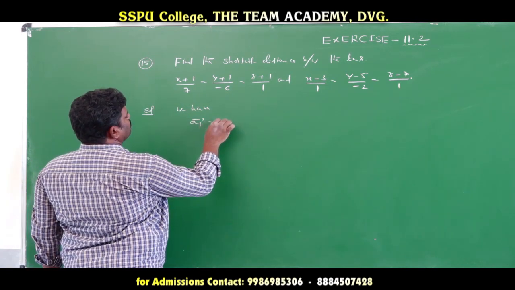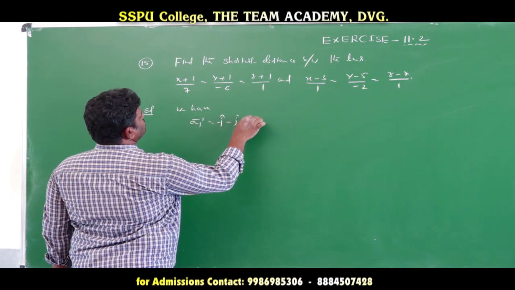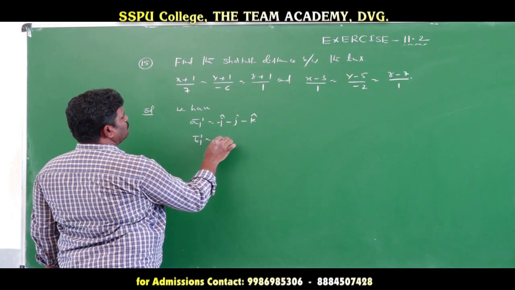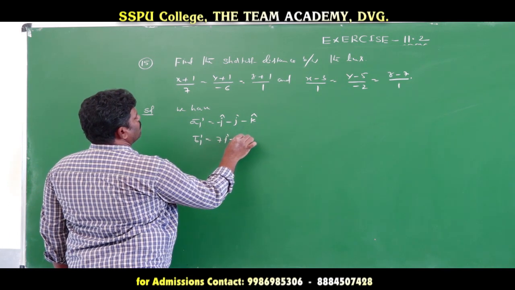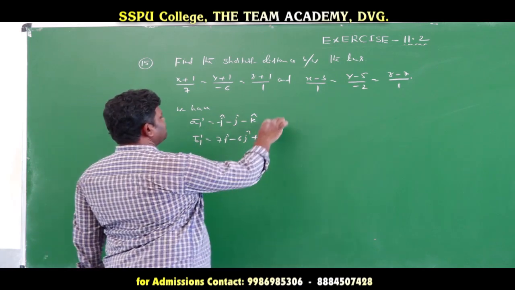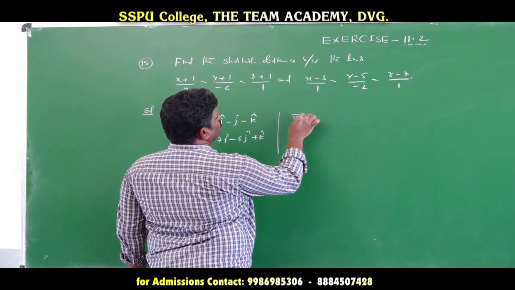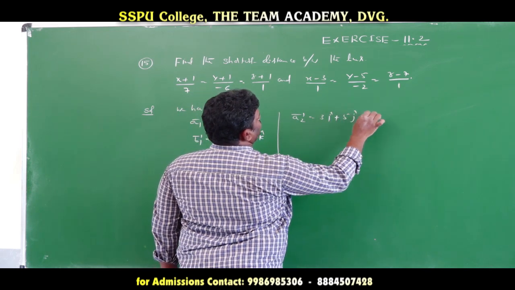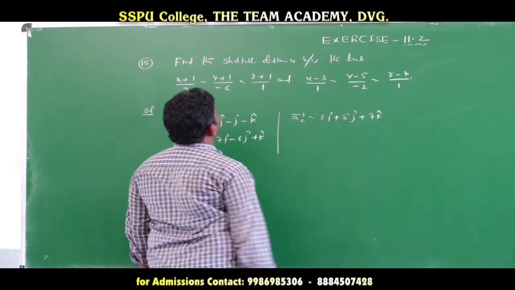So from the given two equations we have a1 bar equal to minus i cap minus j cap minus k cap. Next, b1 bar is equal to 7i cap minus 6j cap plus k cap. For the second equation, a2 bar is equal to 3i cap plus 5j cap plus 7k cap.